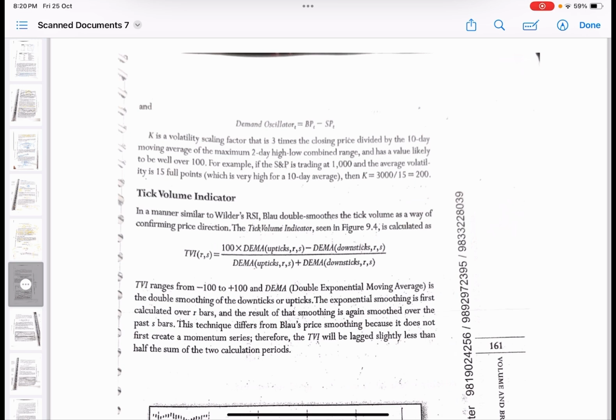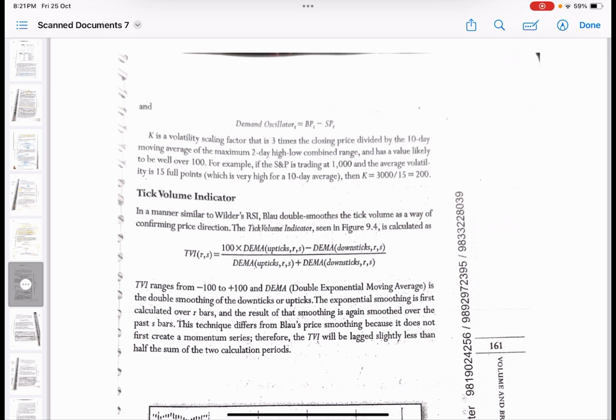Yeah, K is a volatility scaling factor, okay, and that is 3 times the closing price divided by the 10-day moving average of the maximum 2-day high low combined range. All right, so again, K is the volatility scaling factor, and it is 3 times the closing price divided by the 10-day moving average of the maximum 2-day high low combined range. And most likely, the value of K is always greater than 100. So that is one thing you need to keep in mind. It is usually greater than 100.